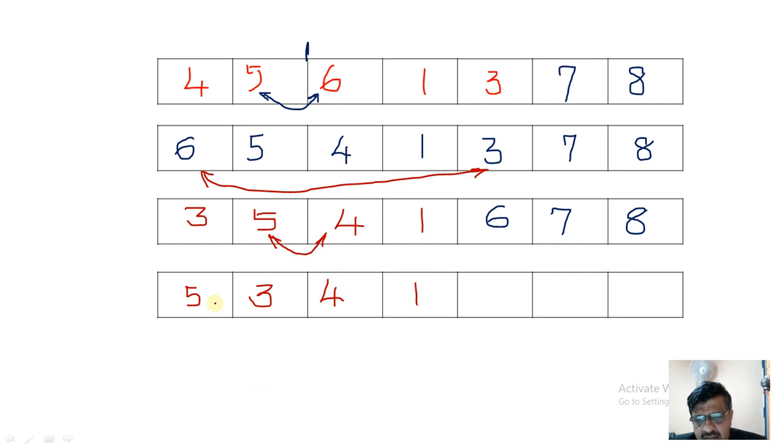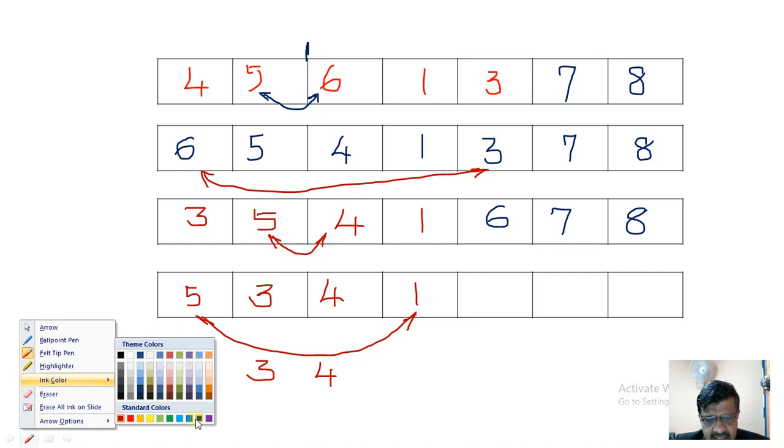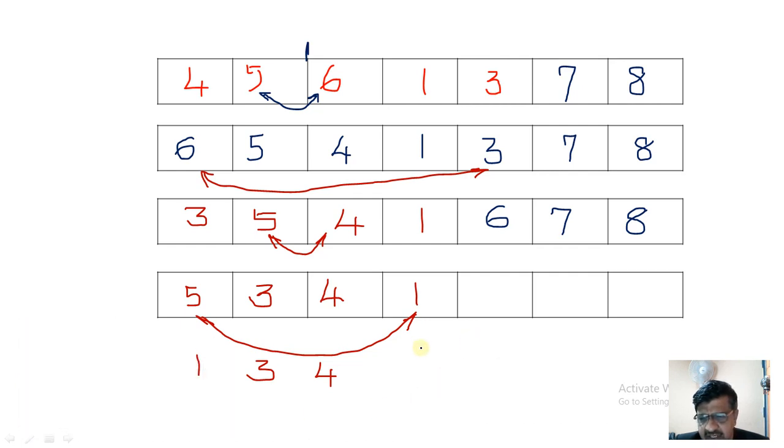Once again, 5 is checked, 3 and 4 are his children, for 3, 1 is the child, therefore swapping will take place between 5 and 1. And what happens is, 1, 3, 4, this array will now contain the sorted elements: 5, 6, 7, 8.